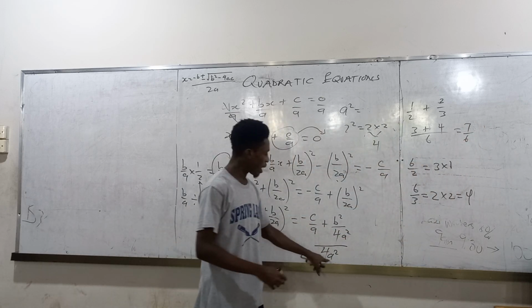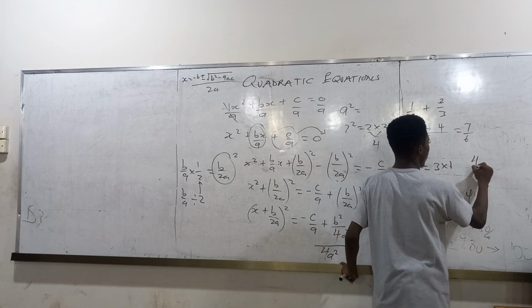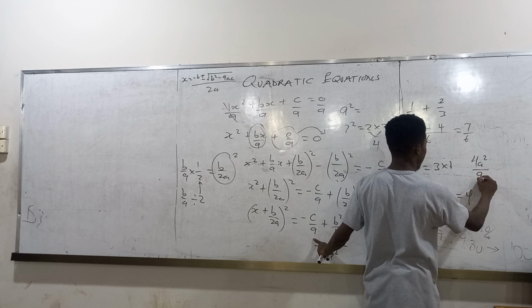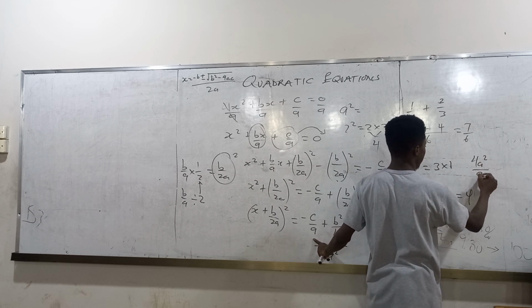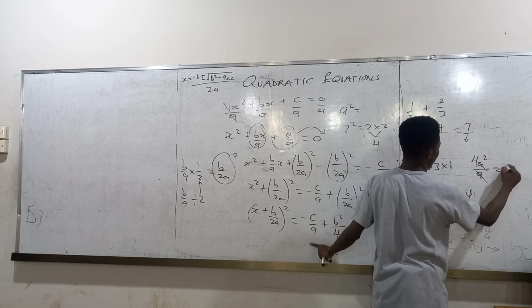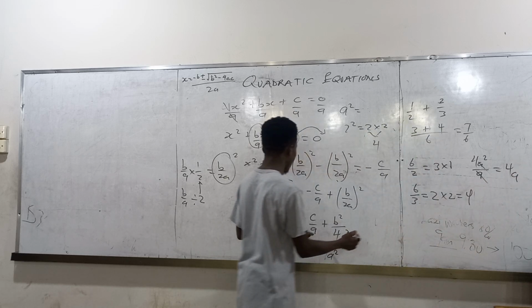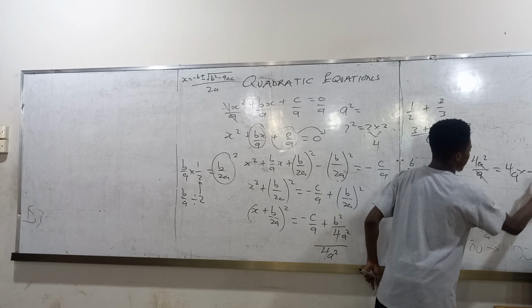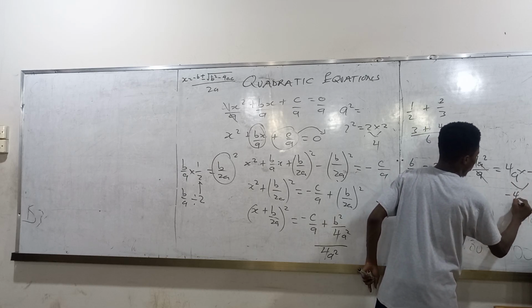So we divide our LCM, which is 4a squared, by the denominator, which is a. And since a is here, a will cancel 1a, we will be left with 4a. So the 4a will be multiplied by the negative c. Then we'll get negative 4ac.